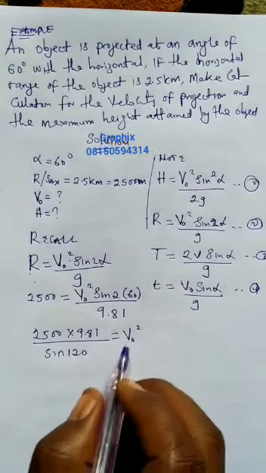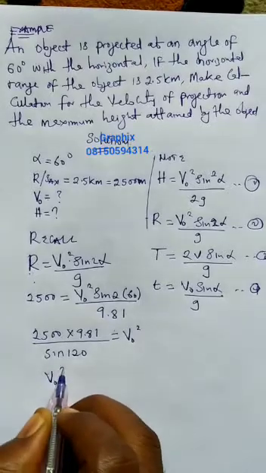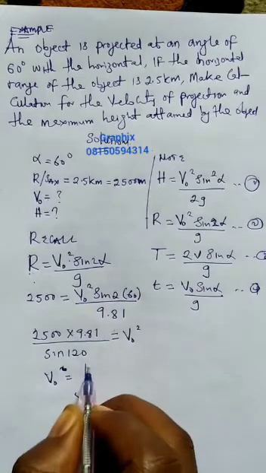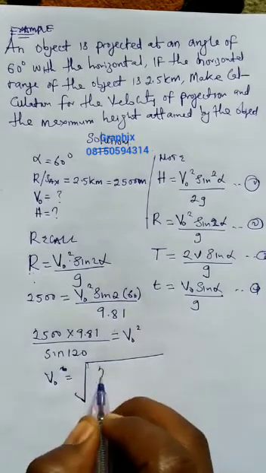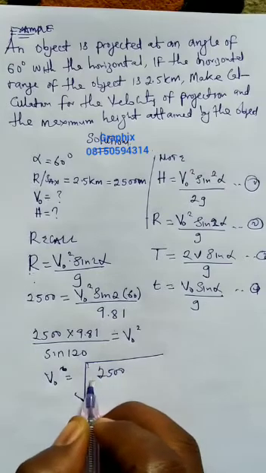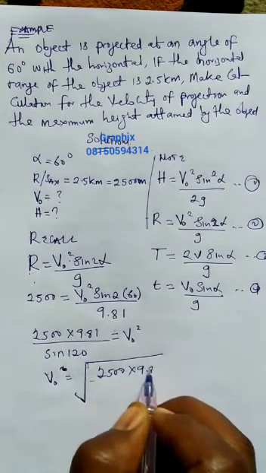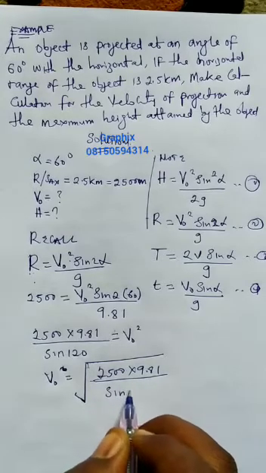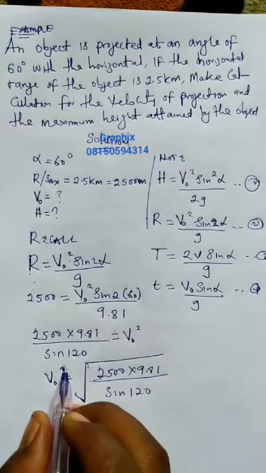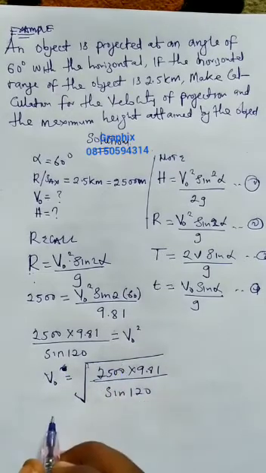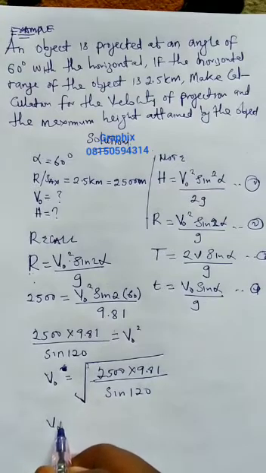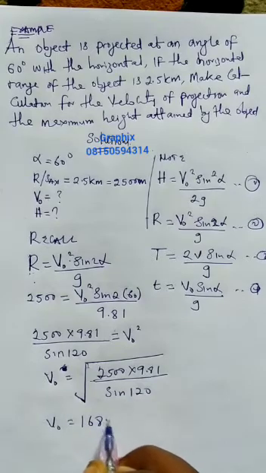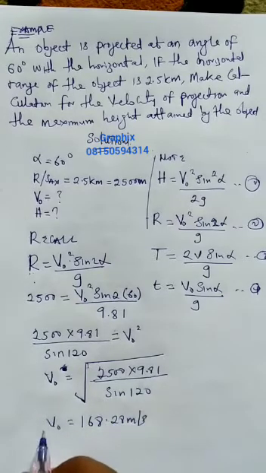So now my V0 will give me the square root of 2,500 times 9.81 all over sine 120. So that when the square is coming here, it becomes square root. So my V0 will give me 168.28 meters per second. That is my V0.